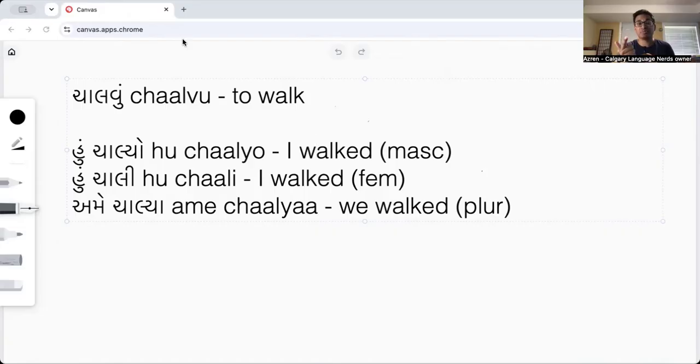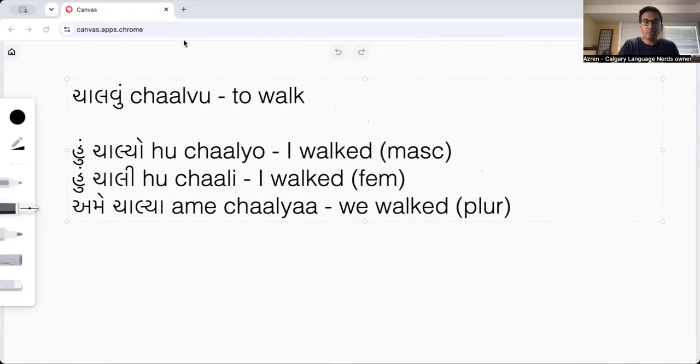We have I used to walk. That's a second possible translation of an imperfect past tense. And then the third one is going to be I walked every day, every week, every month, every something. It's a repeated action. So was walking, used to walk, or I walked every day on a repeated basis.